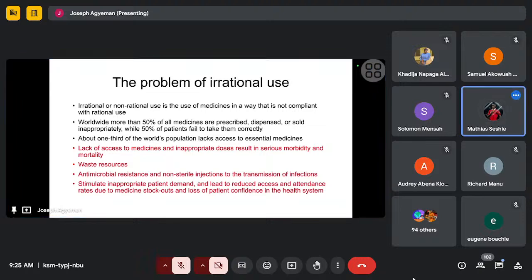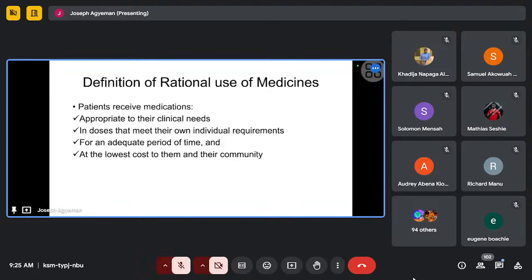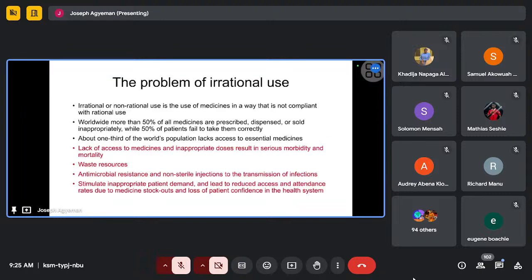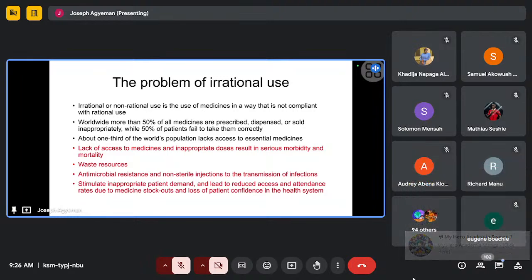These are things. Let me solve that issue. Okay, so now, it is obvious that if you use medications that go against any of these four principles, then we say that you are not using the drug rationally, or you are having irrational or non-rational use of medicines. And that is a very huge problem.